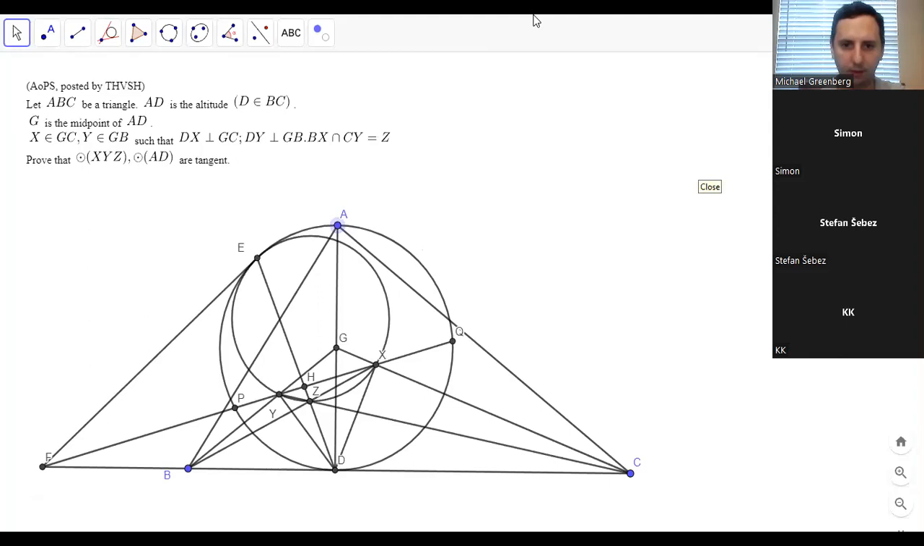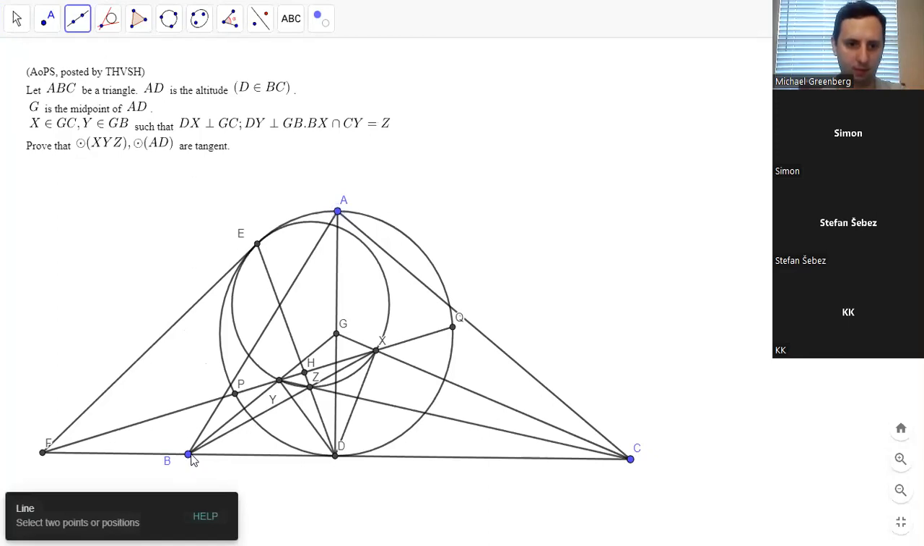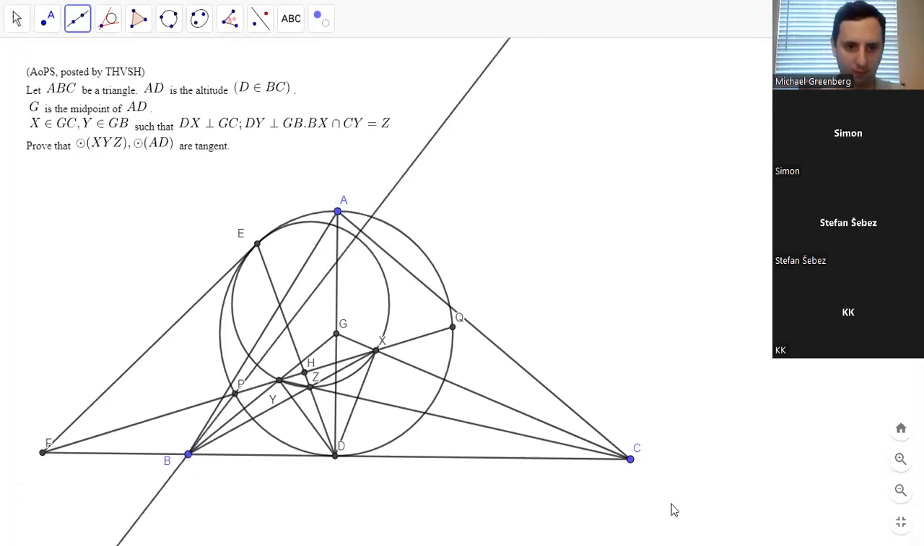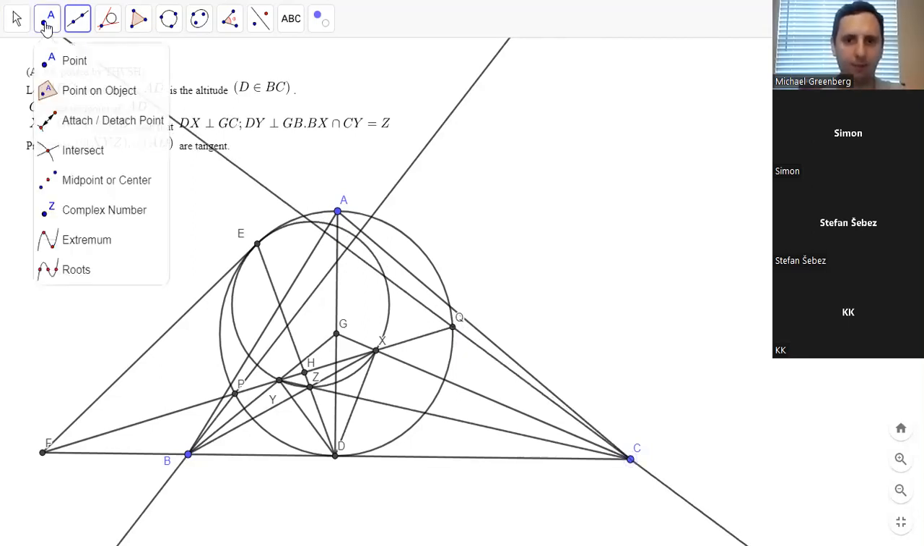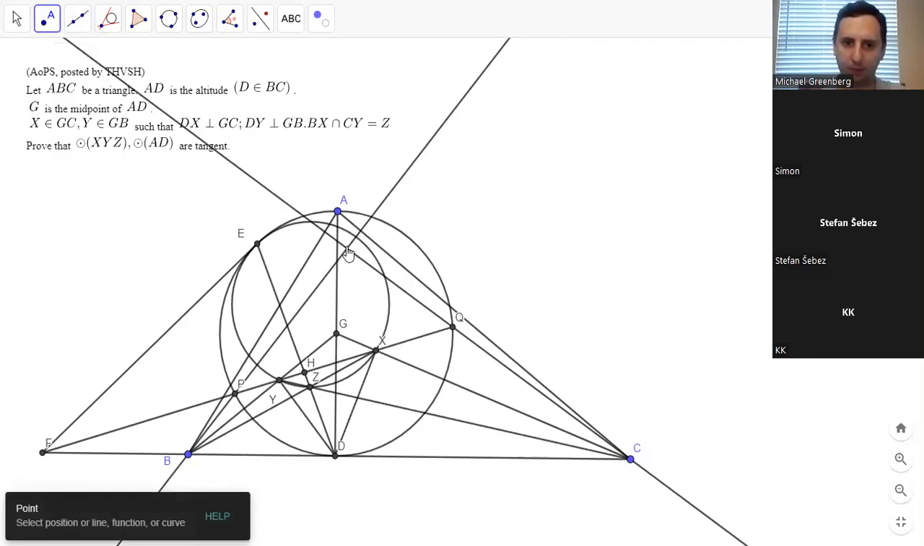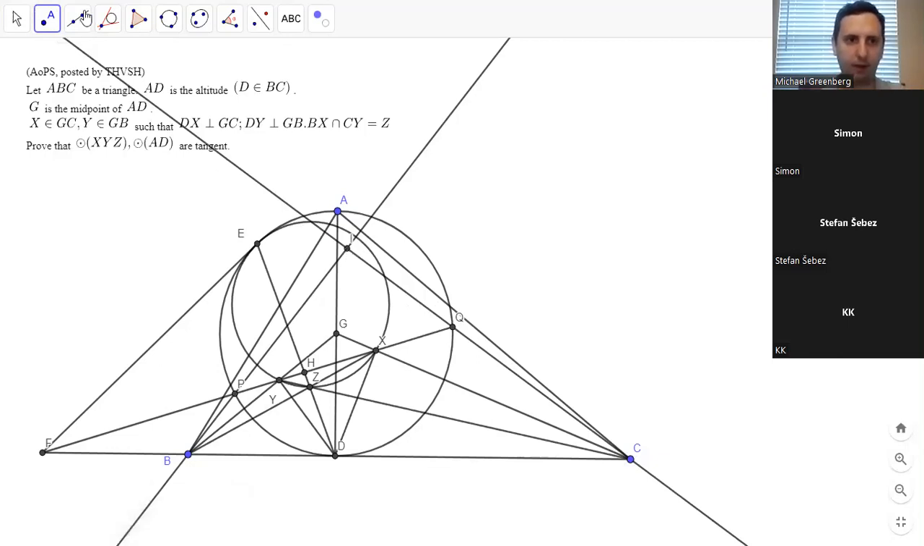BP intersects CQ. Okay. Is there something special about that point? Maybe A, I, and X are collinear.